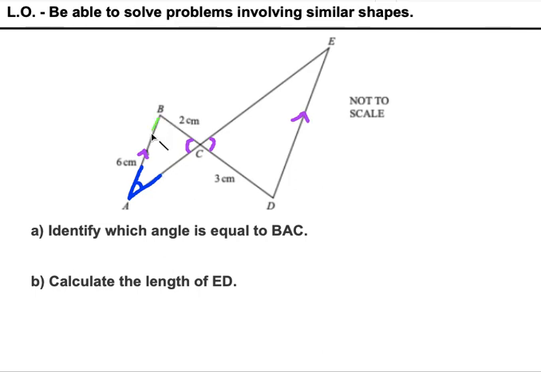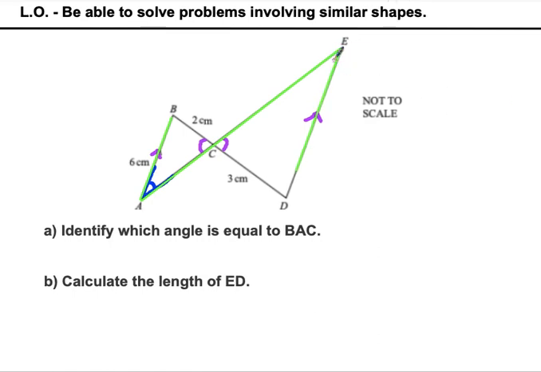I'm going to draw my Z here just to show you that we actually do have a Z angle. Z angles, I always say, are alternate angles, and that means that it's angle DEC that is equal to BAC, because alternate angles are equal. So you can see that we have the alternate angles there.